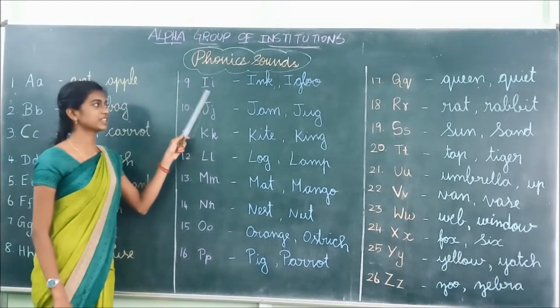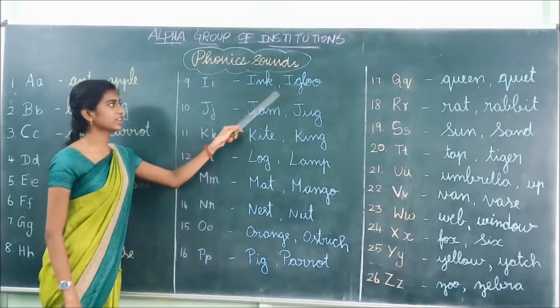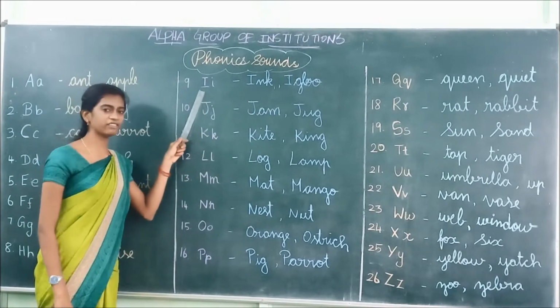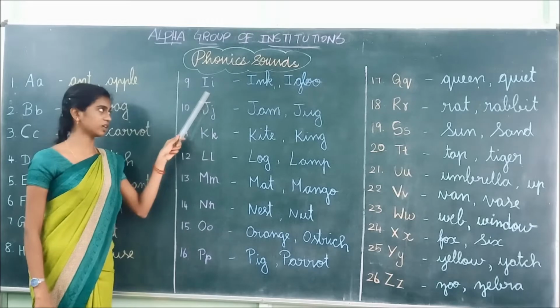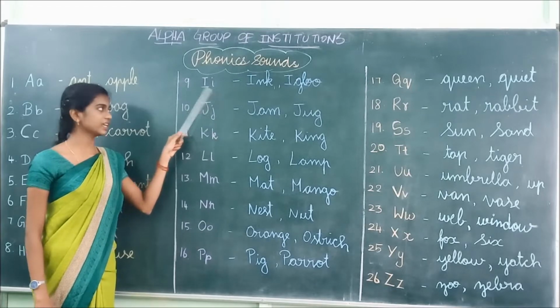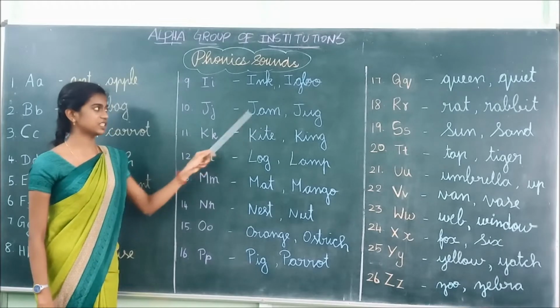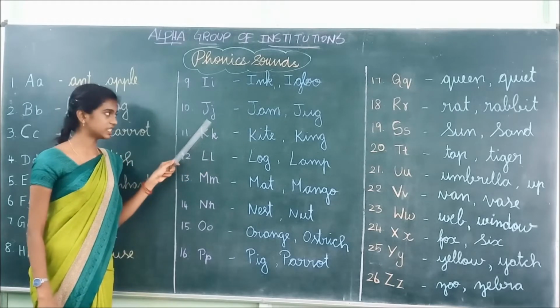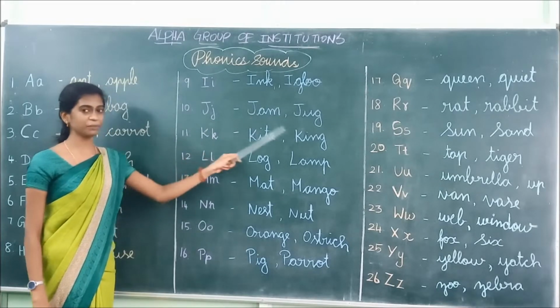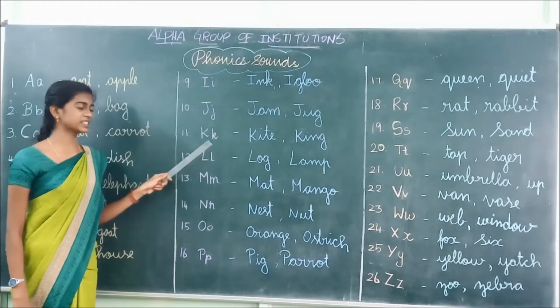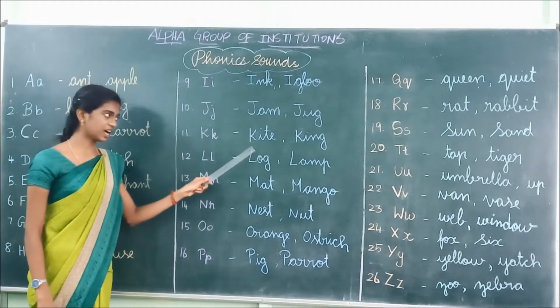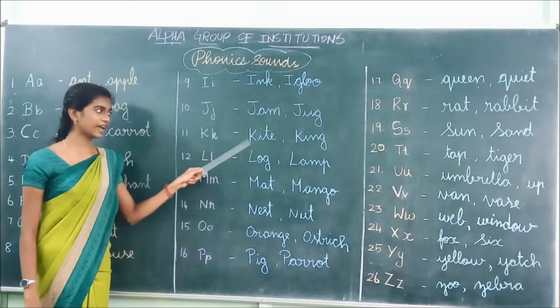This one is i. Ink, igloo. So how do you say this? I. So this sounds as i. This one is j. Jam, j. Jam, j. And this one is k. Kite, king.